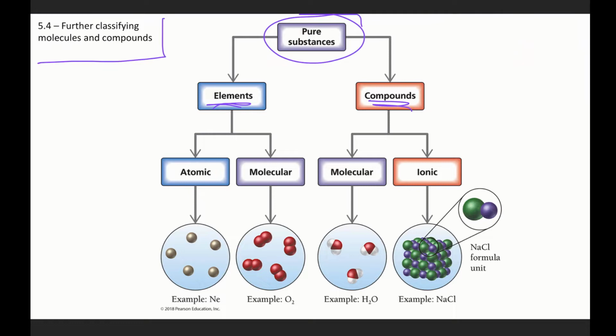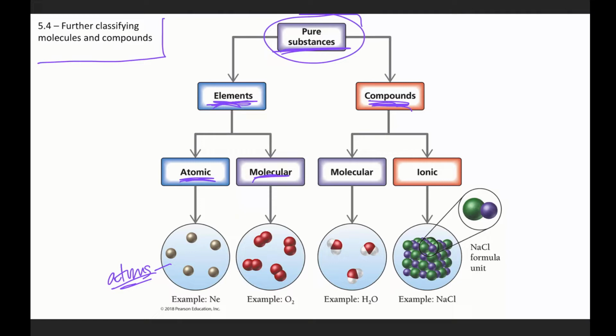All right, so going back to our diagram here, this is basically branching off of our pure substances. We have elements and then we have compounds, where compounds are made of elements that have been chemically bonded together. Further clarifying, we can have atomic elements, which are made up of atoms, and that would be the key word to describe the particles of an atomic element.